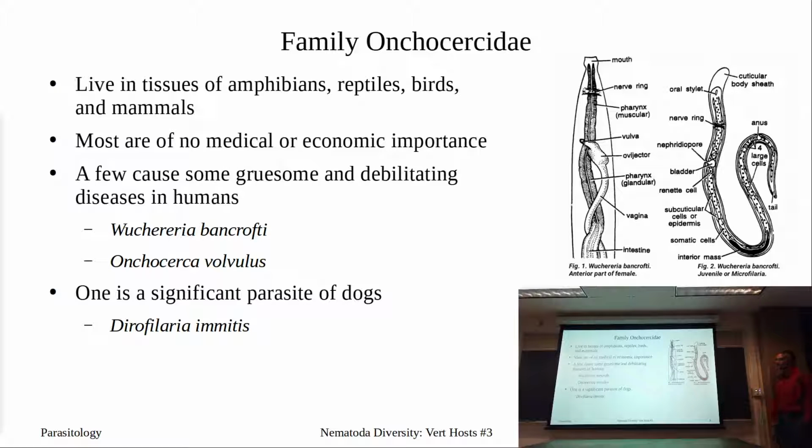All right, so we have Onchocerca and Dirofilaria in the lab. So these two can cause pretty significant disease in humans. Dirofilaria is a pretty significant parasite in dogs. That's why we give them heartworm meds every month, or you should give heartworm meds every month.